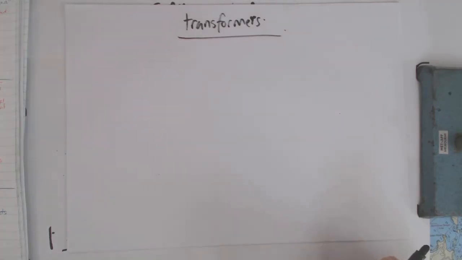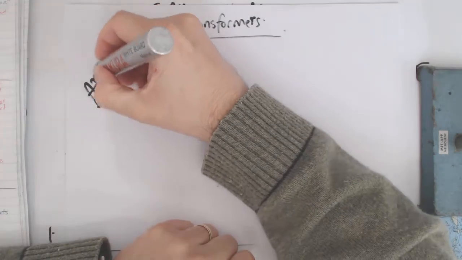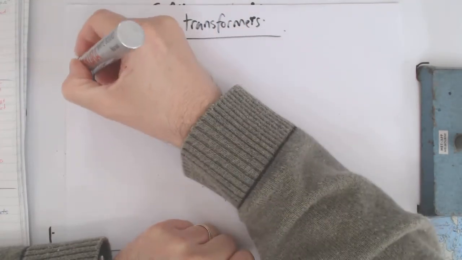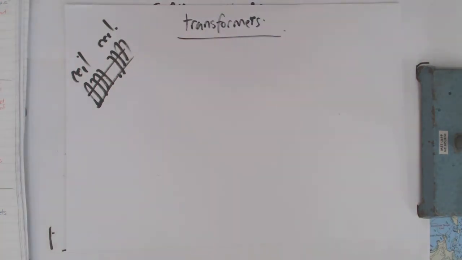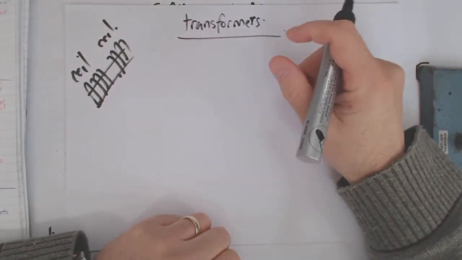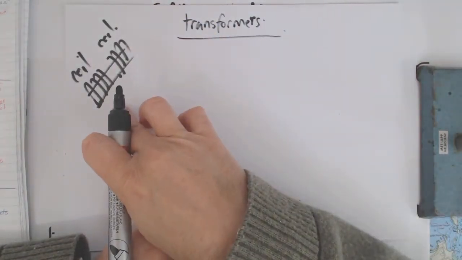Alright, now we've looked at mutual inductance, and we've seen that when you've got one coil and you've got another coil, then the first coil causes a flux change which gives you a voltage through the second coil. Then we come to this whole idea of transformers, and basically a transformer is exactly what we've got here.